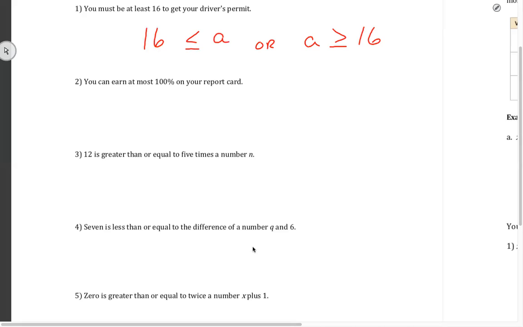All right. Angela, what did you get for number 2? You can earn at most 100% on your report card. Very good. R is less than or equal to 100. Now you could have used any letter. I assume you used R for report card. You could have used G for grade. Or you could have just said, I'm just going to call it X. It doesn't matter. Nice job.